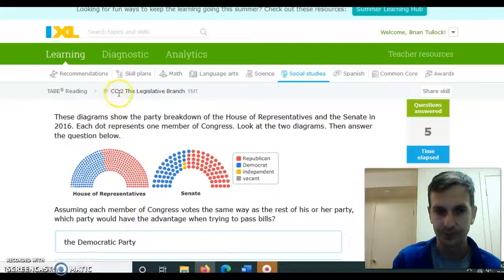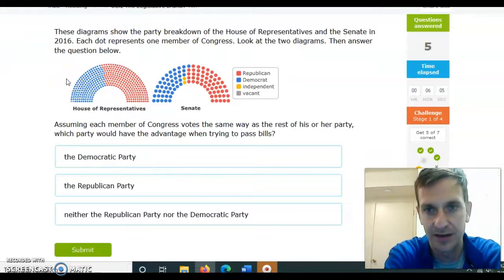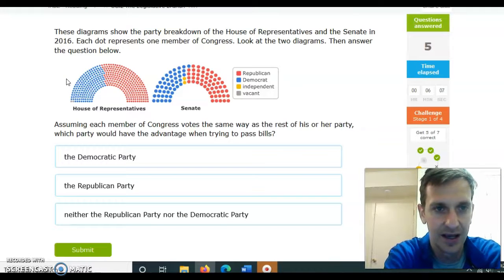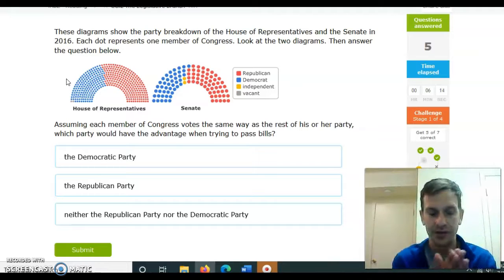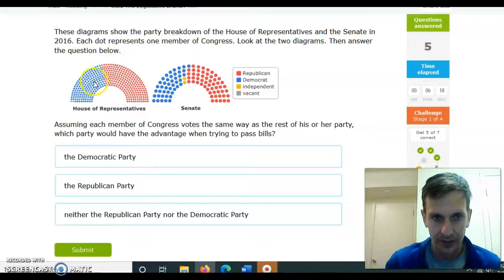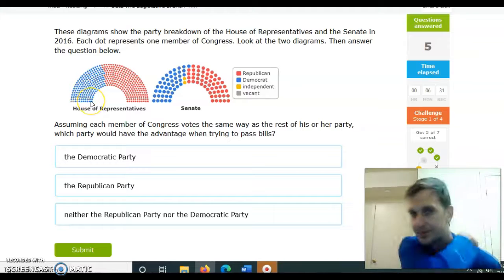Okay. Alright. These diagrams show the party breakdown of the House of Representatives and the Senate in 2016. Each dot represents 1 member of Congress. Look at the 2 diagrams and answer the question. Alright, so we just determined Democrats and Republicans are the 2 parties. So, Democrats are blue, Republican is red. Assuming each member of Congress votes the same way as the rest of his or her party, which party will have the advantage when trying to pass bills?